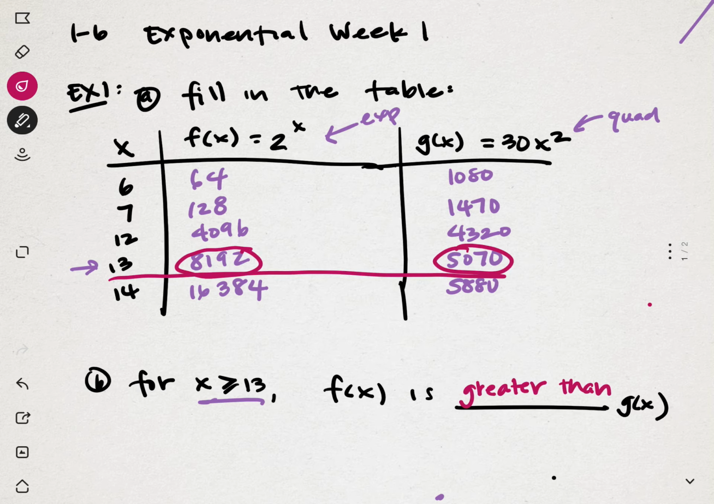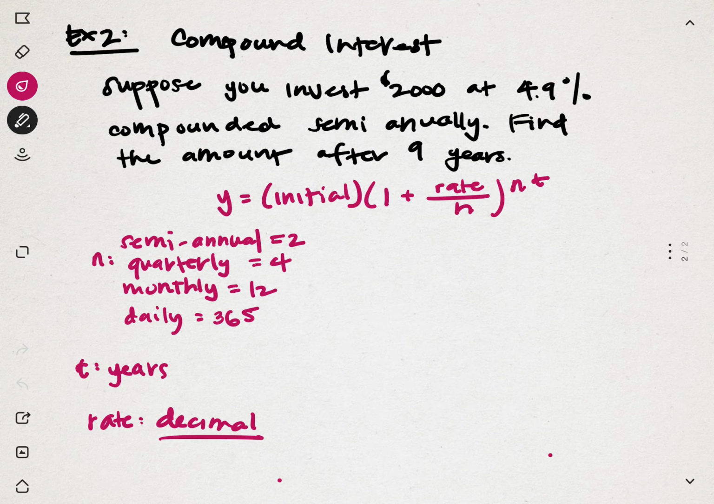So all we're doing is using our calculators, finding our numbers for our table, filling them in, and then it's going to ask us if x is greater than or equal to this number, then f is what compared to g of x, and just fill in the box. I think there's a pull down menu that you can just fill it in. All right, so now we're getting into the compound interest.